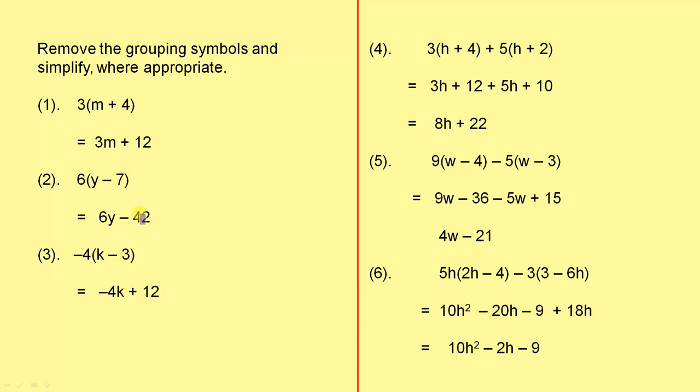You cannot combine those. Minus 4 outside of k minus 3 is minus 4k plus 12. Remember, minus times minus is a plus, so that's the answer.